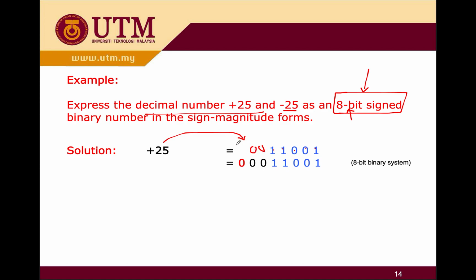Should be there is another 10, but it's okay over here. Then you will add a 0 over here, as this is the sign bit. This is the magnitude bits.